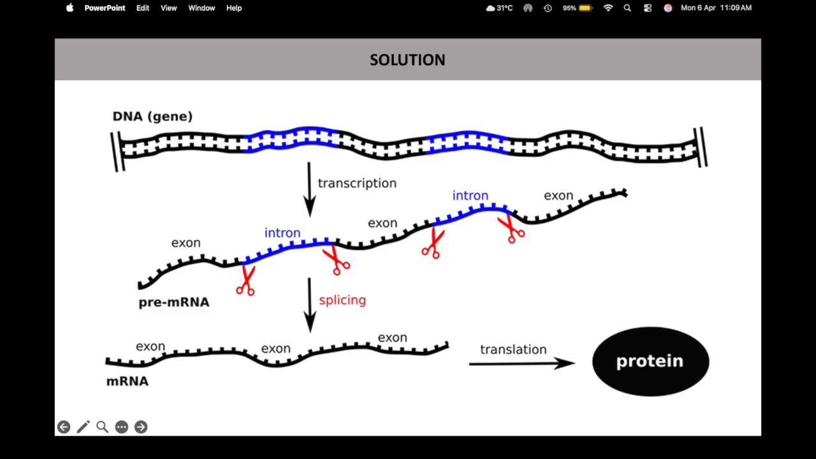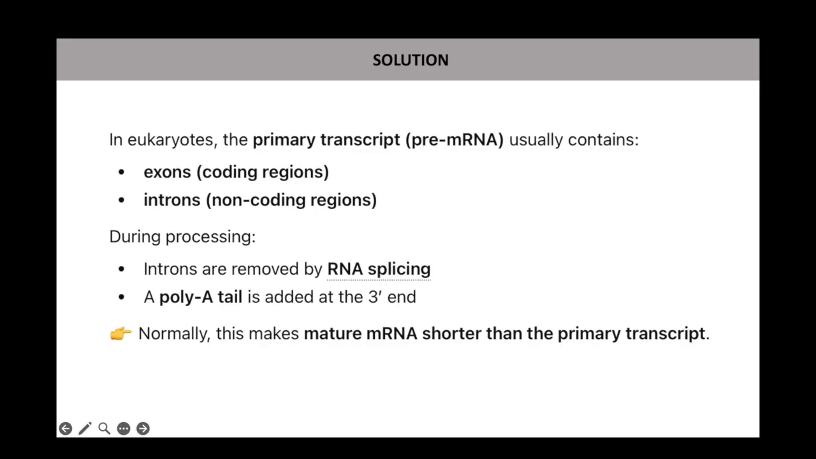Now in our question, the primary transcript is basically our pre-mRNA. Pre-mRNA will contain exons as well as introns, in which exons are the coding regions and introns are the non-coding regions. During the processing, introns are removed by the process called RNA splicing. And there is one more process that happens along with the removal of introns: a poly A tail is added at the 3' end.